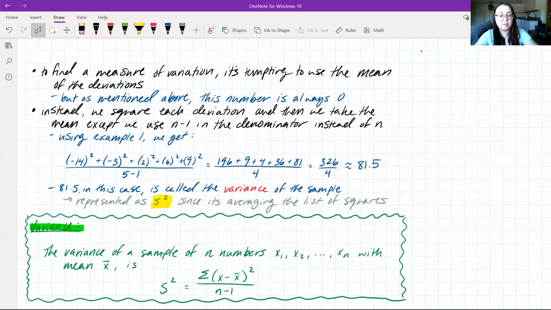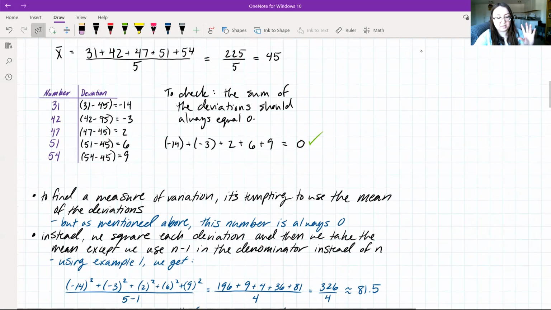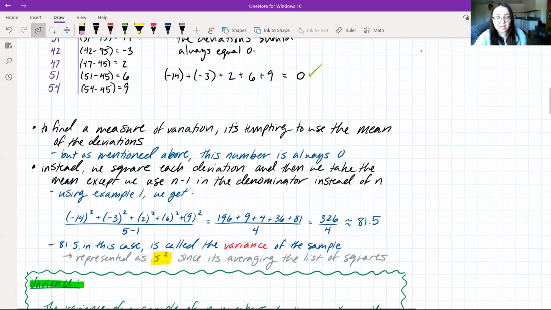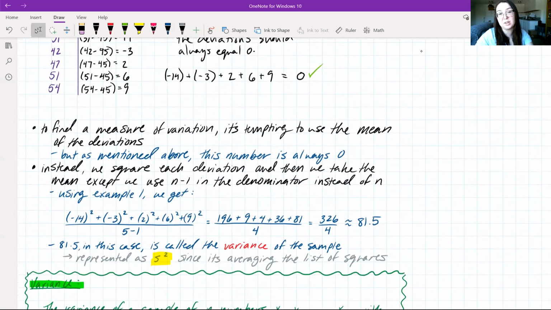All right. So to find a measure of variation, it's really tempting to use the mean of the deviations. If we want to find the mean of the deviations, we would just add all these up and then divide by our number of numbers. But this number is always going to be equal to 0, because when you add your deviations up, it equals 0. So we can't take the mean of the deviations, or else we would always get 0. Instead, we square each deviation, and then we take the mean, except we use n minus 1 in the denominator instead of n.